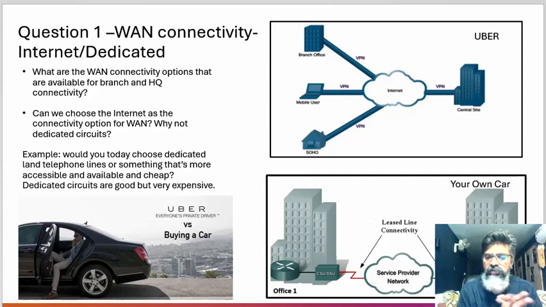Dedicated circuits are good, but are very expensive. Just an analogy: Uber versus owning your car, right? So what works out cheaper? Okay, just to give you that example. So definitely, let's look at it. It should be available everywhere. Even in the remotest corner, internet should be available. So let's choose internet as the connectivity. It's very basic, so let's take internet at face value.